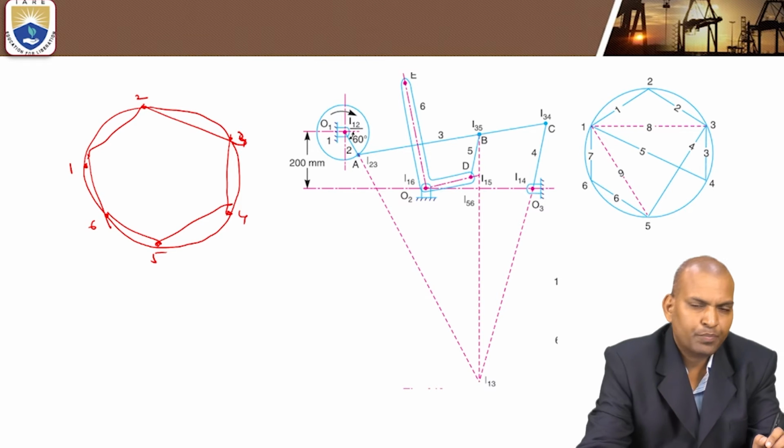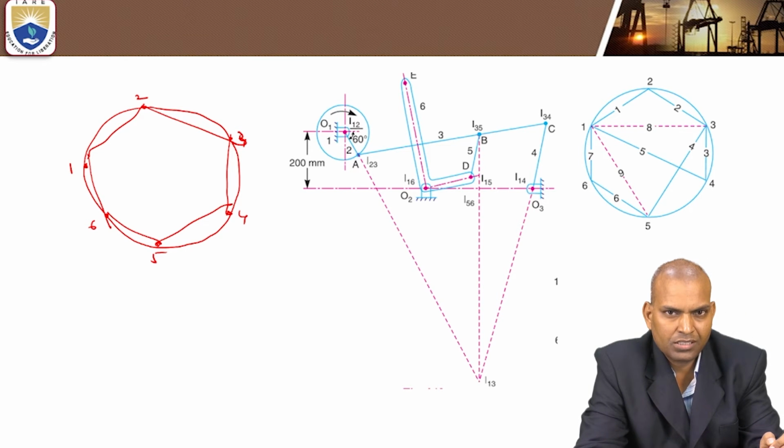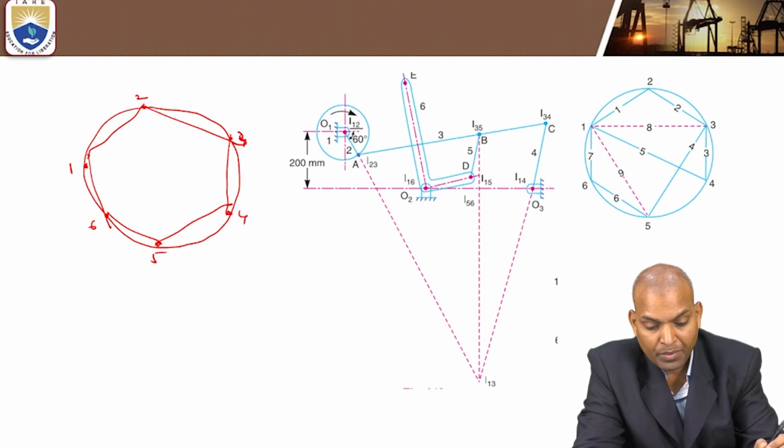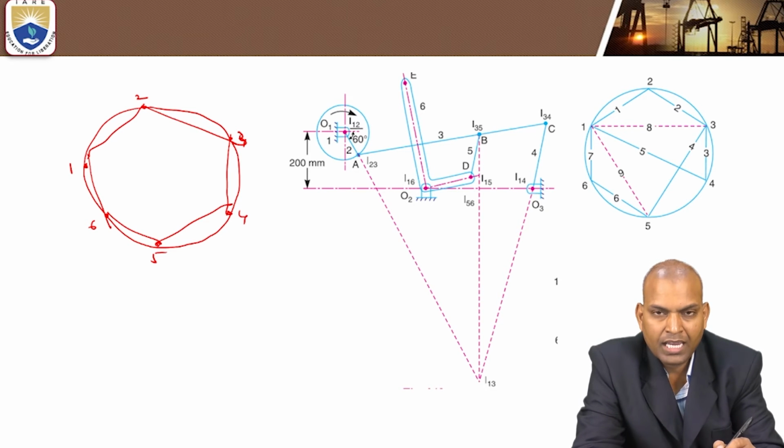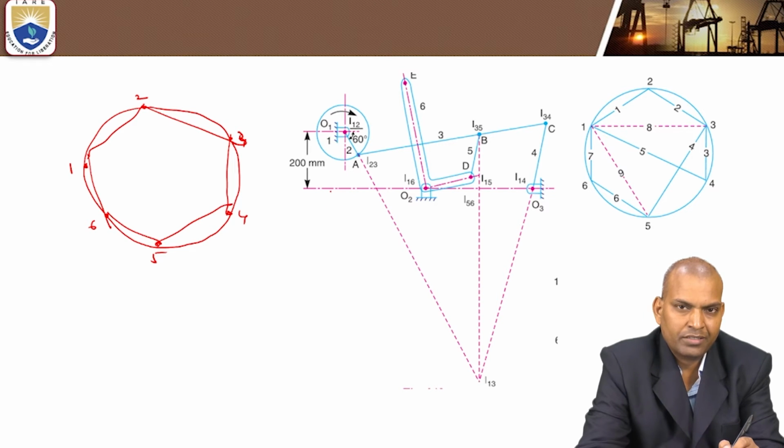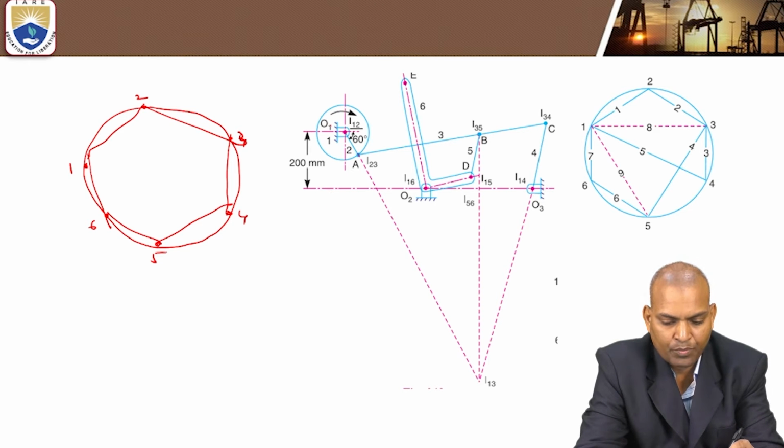As we have studied in the previous class, 15 eye centers can be located. But now, how many eye centers are located in this diagram? 9 eye centers we have located. That is the requirement in order to calculate the velocity of the point E.